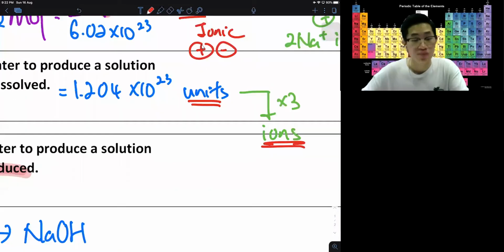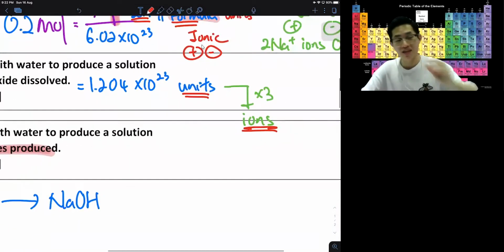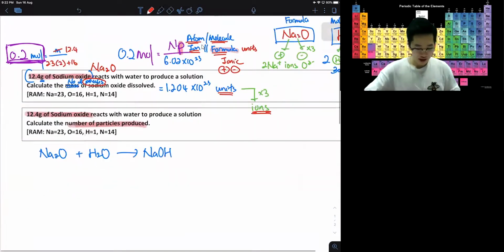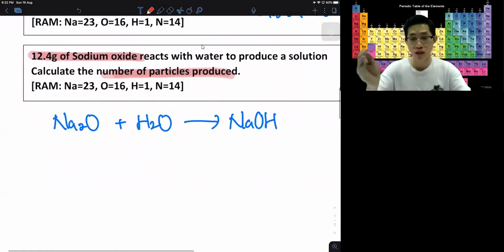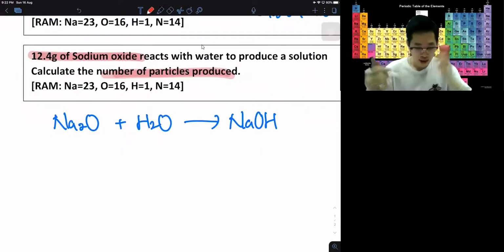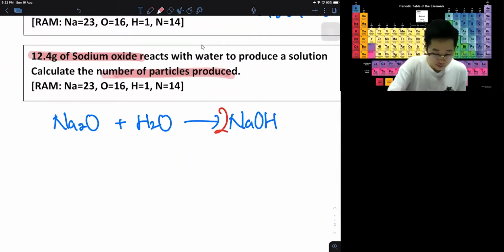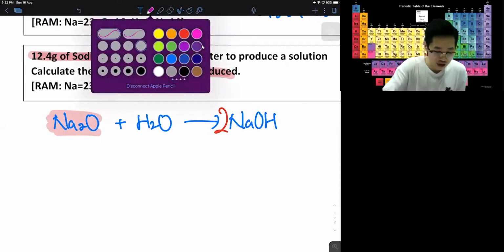Yes, group 17 is molecule, correct? Later I will give you more examples so that you know how to differentiate the types of unit, atom, molecule, or ion. Okay, after this question, now we will be doing the ratio one. So 2NaOH. 14, we got 14 is 12.2.